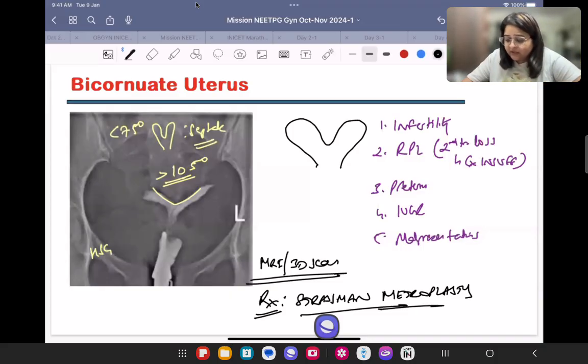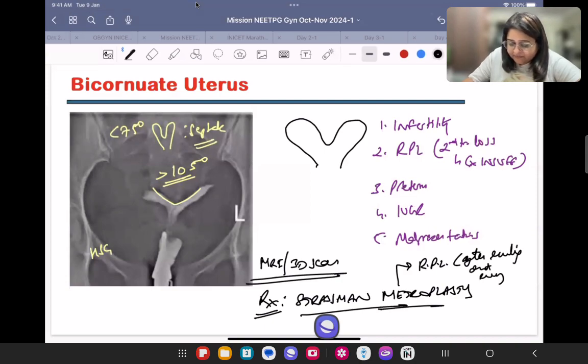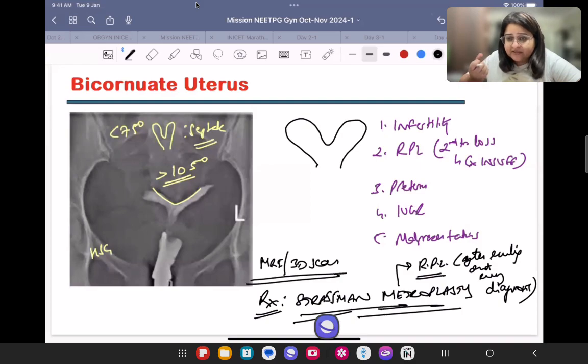It is done only when a patient comes with RPL with bicornuate, recurrent pregnancy loss, after ruling out all other options, after ruling out every possibility, every diagnosis, then only will you resort to a Strassman metroplasty, because it's a very complicated surgery. Okay, so surgical treatment, it is not the treatment of choice. Again, it is done only in very, very select patients with RPL. The name of the surgery is Strassman's metroplasty. Metro means myometrium, plasty means reconstruction.